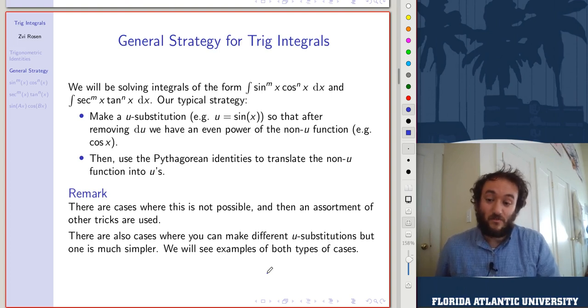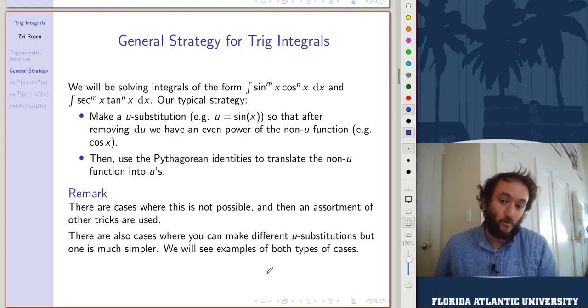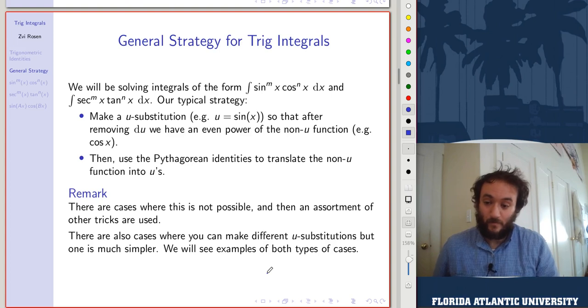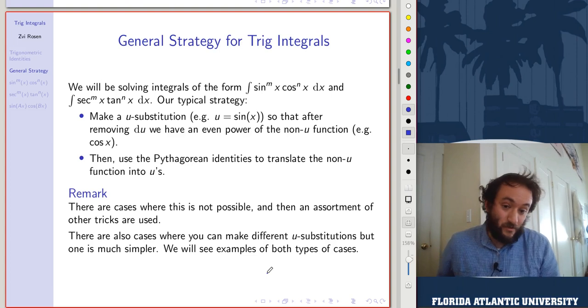Once you've made that u substitution, you want to use the Pythagorean identities to translate the non-u functions into u's. Okay, so in that example where you substitute u equals sine x, you want to use the fact that cosine squared x equals 1 minus sine squared x to turn all of your cosines into sines. Okay. An important remark here is that there are cases where this is not possible, and then you'll have to use other tricks. And there are also cases where you can make different u-substitutions that are both valid, but one is much simpler. And we'll see all of this.